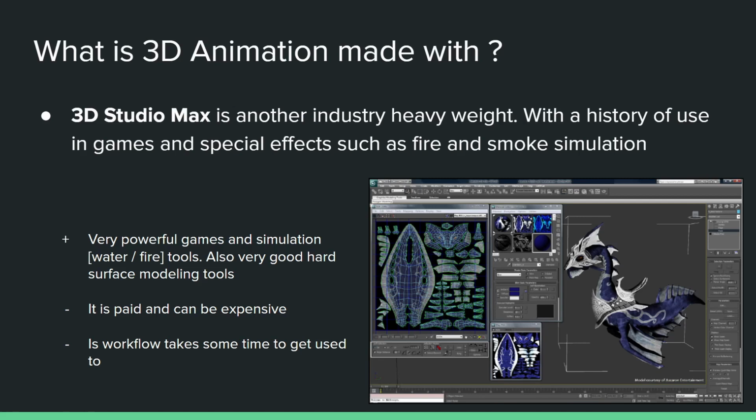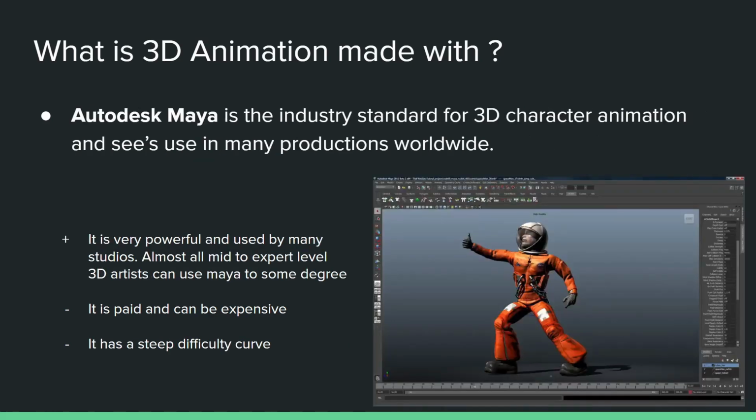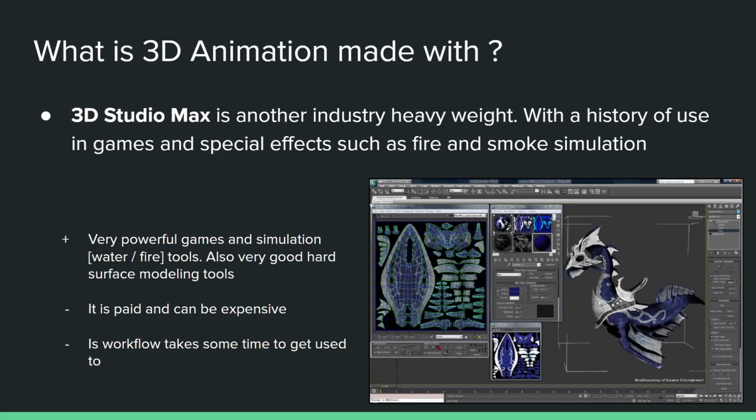So 3D Studio Max is another software package that is still around and still being used, and very, very powerful, with simulation and water tools and great modeling tools. But again, some of its downsides are it is paid and can be expensive, and its workflow takes a little time to get used to. It's a bit different from Maya. Maya has a different workflow. You can see by its interface example that I've got here on the bottom right. But 3D Studio Max has a bit of a different workflow, and it takes some getting used to.